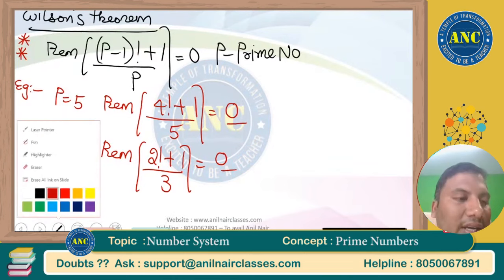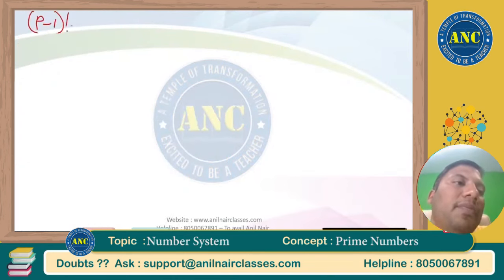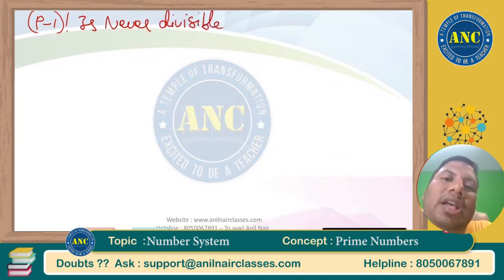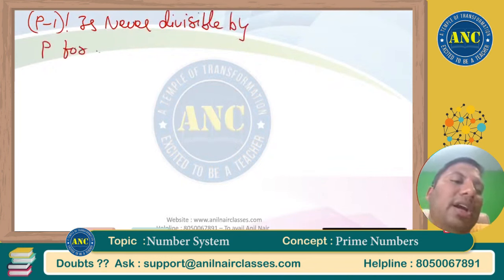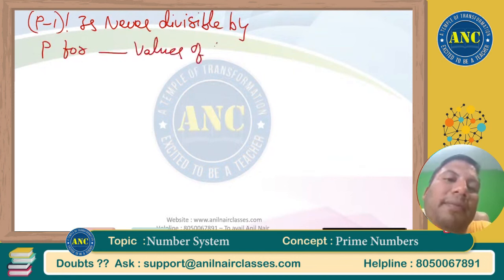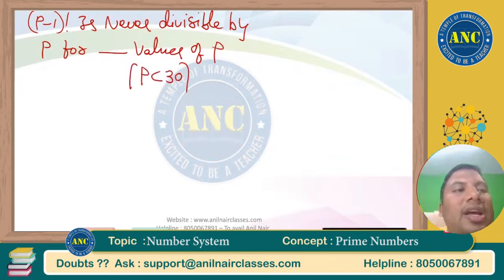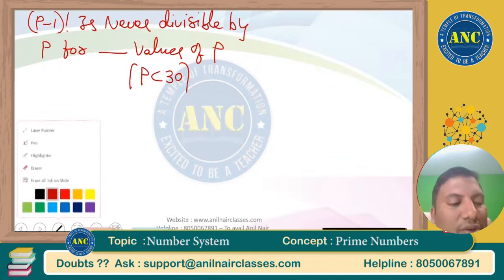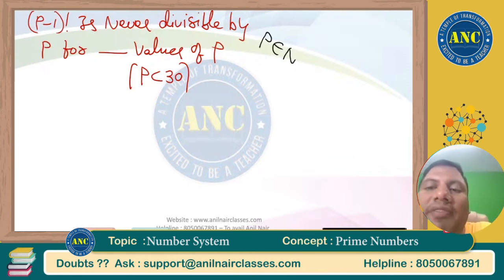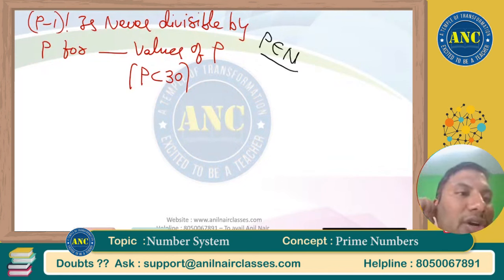Another important case: (P minus 1) factorial is never divisible by P for dash number of values of P, where P is less than 30. P is a natural number here. Factorial starts from 0 factorial, but here P is a natural number. Factorial only exists for whole numbers. Here the plus 1 is not there. (P minus 1) factorial is never divisible by P.